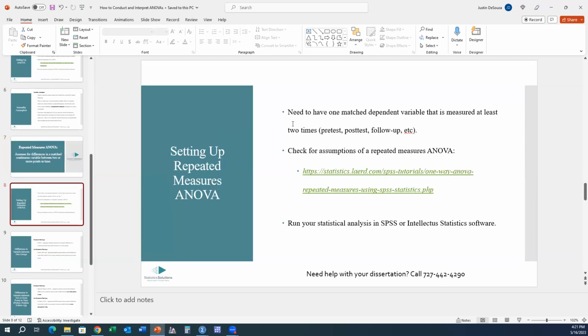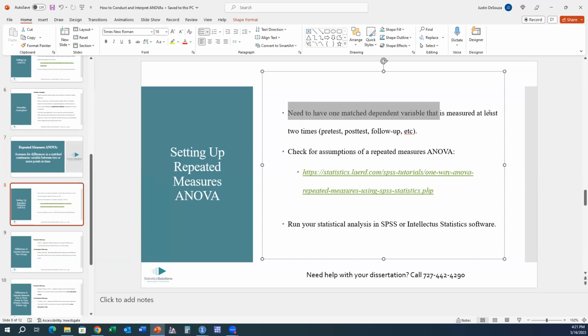Okay. So to set up a repeated measures ANOVA, you need to have one matched dependent variable that is measured at least two times. Now, this is similar to what we discussed with the t-test earlier. If you just have a pre and a post, then you can just do a paired t-test. You don't need to do a repeated measures ANOVA necessarily, but if you have three points in time or more, then a repeated measures ANOVA is your best bet. Again, you can check for assumptions at the Statistics Solutions website.